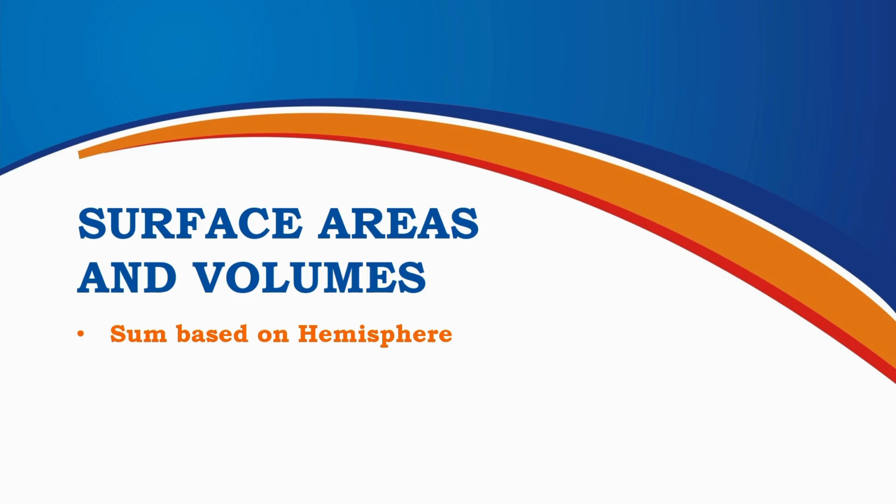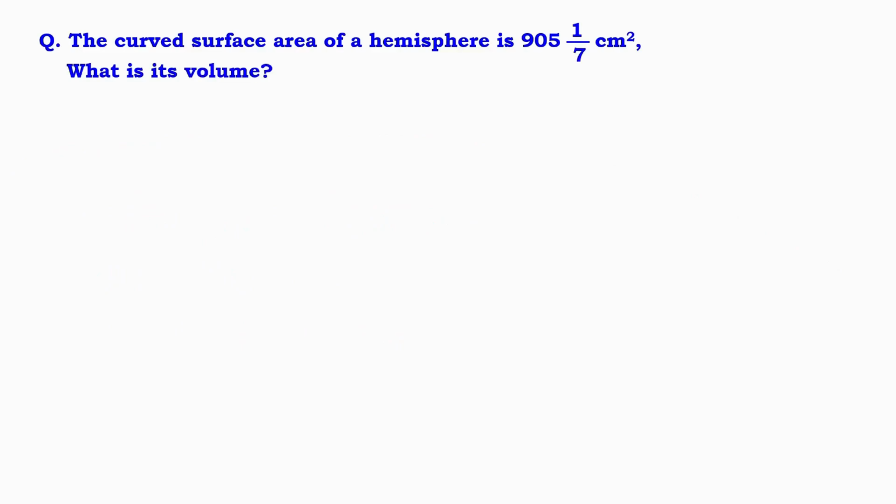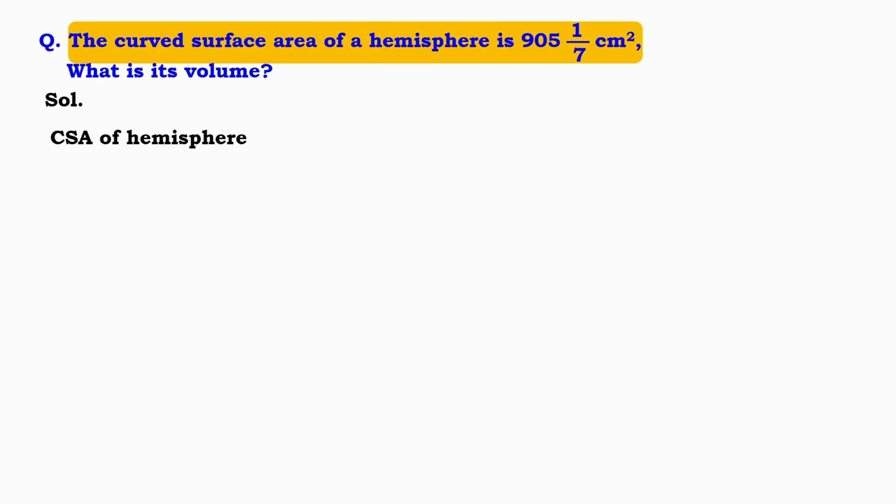Now let us solve some problems based on hemisphere. The first question: the curved surface area of a hemisphere is 905 1 by 7 centimeter square. What is its volume? Here the curved surface area, that is CSA, is given, and we need to find the volume. So the CSA of the hemisphere is given as 905 1 by 7 centimeter square.